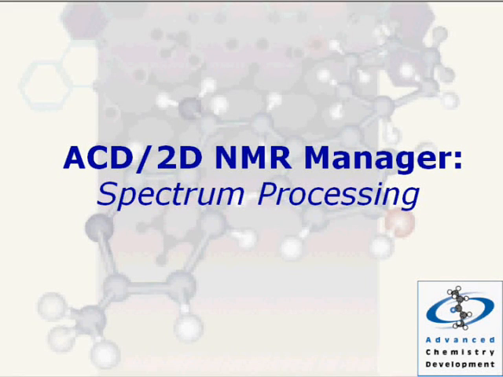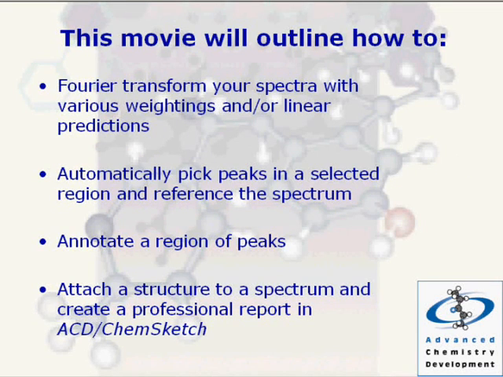Welcome to ACD 2D NMR Manager, Spectrum Processing. This movie will outline how to Fourier transform your spectra with various weightings and/or linear predictions, automatically pick peaks in a selected region and reference the spectrum, annotate a region of peaks, and attach a structure to a spectrum and create a professional report in ACD ChemSketch.